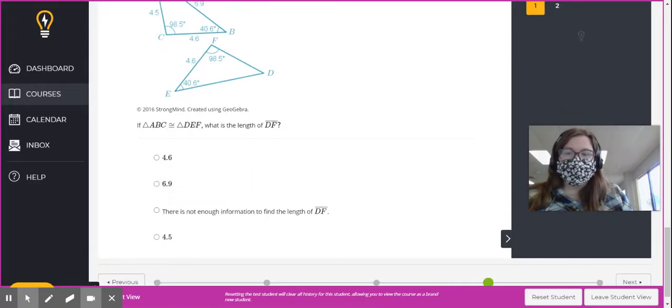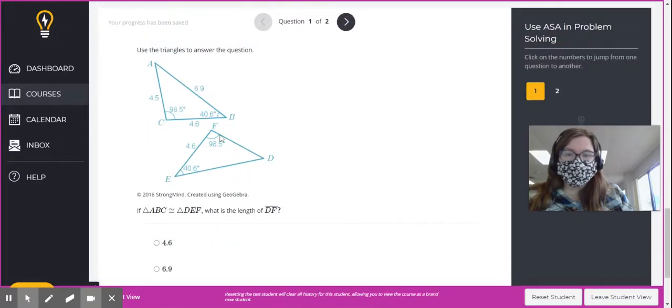So, if triangle ABC is congruent to that, what is the length of DF? So DF is directly across from the 40.6. So here's 40.6, and directly across is 4.5.